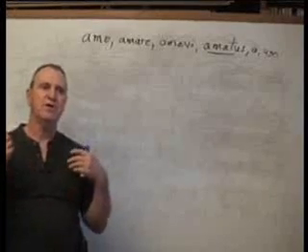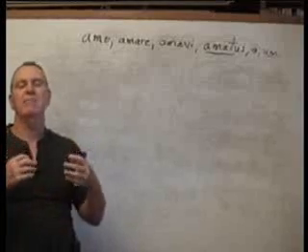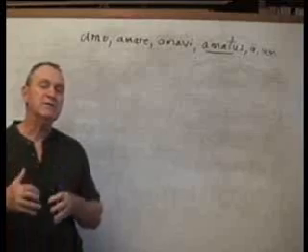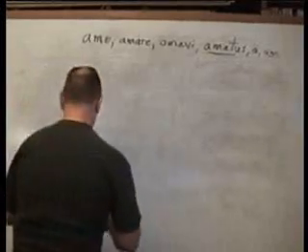So, if you know the verb sum, es, est, sumus, estis, sunt, eram, eras, erat, eramus, eratis, erant, ero, eris, erit, erimus, eritis, erunt, you already know it. You already know the perfect system, because here's what's going to happen.